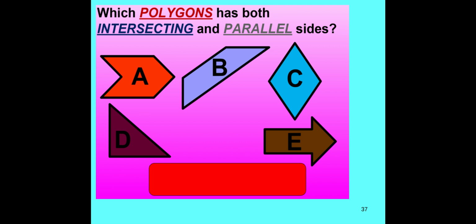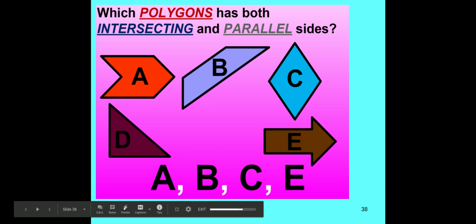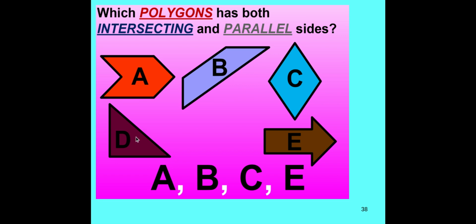Which polygons, and it's plural, which means there's more than one right answer, has both intersecting and parallel sides? Take a moment, pause your video to think about it. Sorry about that, technical difficulty. So which polygons has both intersecting and parallel sides? The correct answer is a lot of them, everything but D, actually.